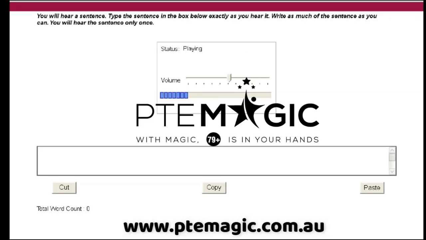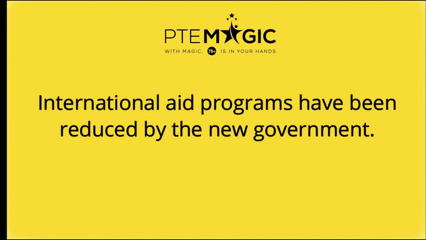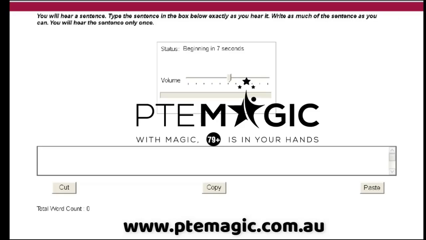International aid programs have been reduced by the new government.